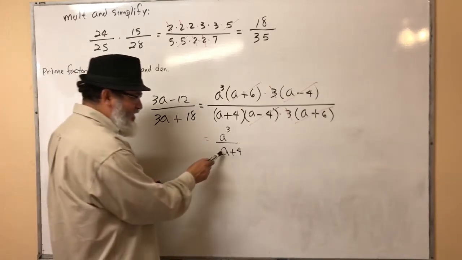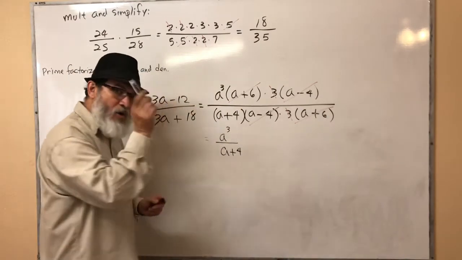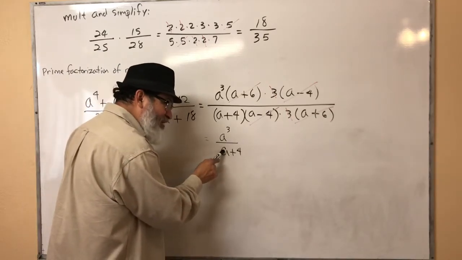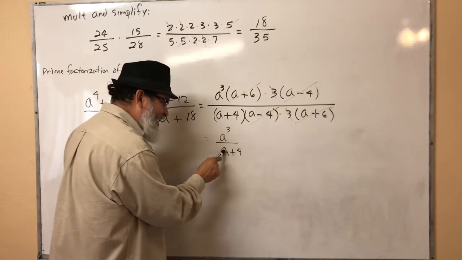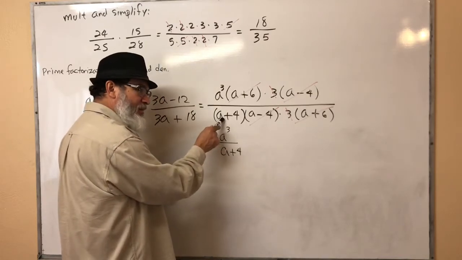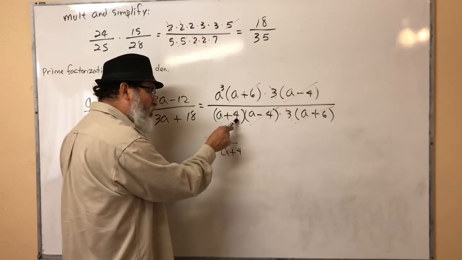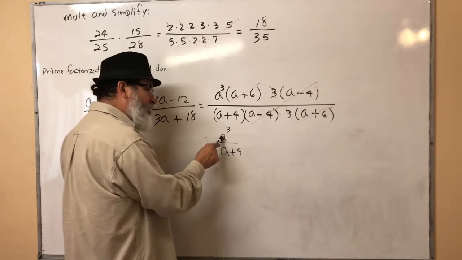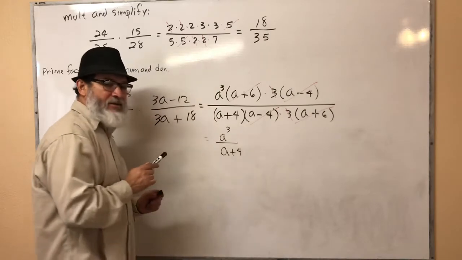Can I cancel an a with an a? No, because we just said that this a is not by itself. This a belongs to a plus 4. Look, it belongs to a plus 4. So do not cancel an a from here with an a from there. Wrong if you do that.